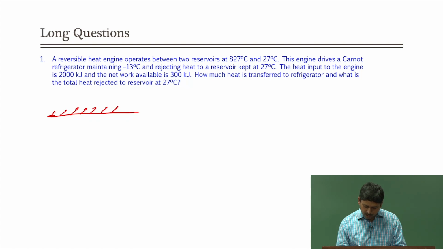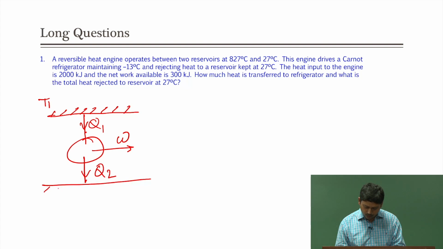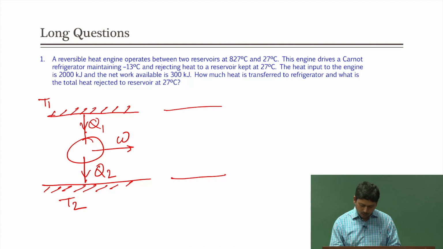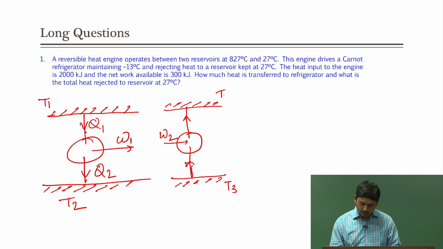So, this is the high temperature reservoir T1 from where Q1 heat is taken in and W amount of work is being done and let us say Q2 amount of heat is thrown into the low temperature reservoir T2. And then correspondingly there is a refrigerator, now let us call the engine work W1. Now, there is a refrigerator which will take heat from low temperature and it will require some work W2 to throw heat to the high temperature. So, let us call this T3, let us call that T4 and we know the values of T1, T2, T3 and T4.